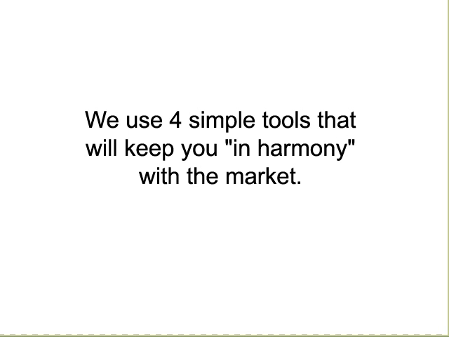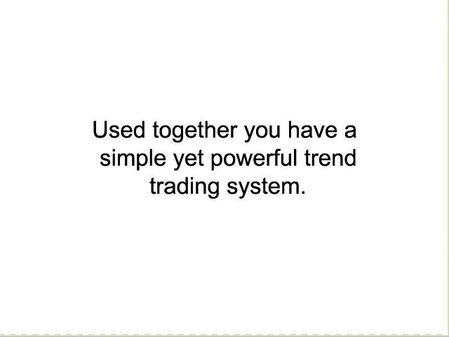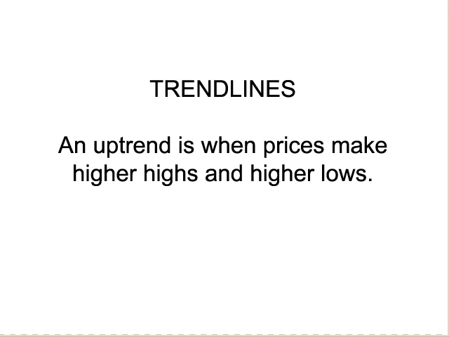Our system uses 4 simple tools that will keep you in harmony with the market, but only if you use them. I'll show you how to use trend lines, moving averages, stochastics, and Bollinger Bands. Don't let fancy words like stochastics and Bollinger Bands scare you. They are very easy to use. And when used together, you'll have a simple yet powerful trend trading system. Let's start with trend lines. They'll show you the current trend of the market.